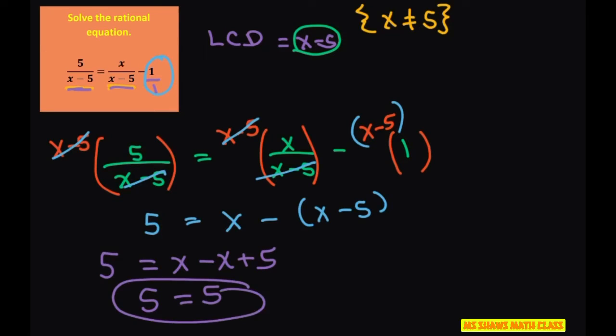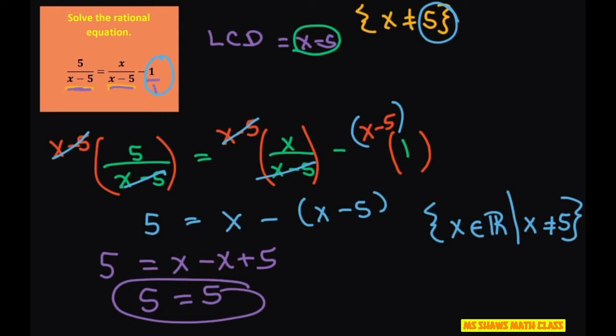Whenever you get something like that, that means there's infinite solutions. If you got something like this, you would say no solutions. But since you get something like this, or we get 3 equals 3, anytime you get something like that, it's infinite solutions. So basically, it's all real numbers. You can write it like this. It's all real numbers, but we cannot have 5. So x cannot be 5.